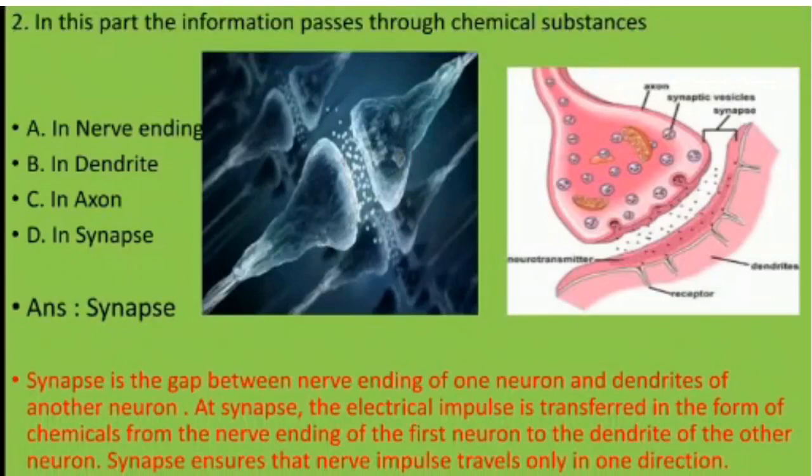So synapse is the gap between nerve ending of one neuron and dendrites of another neuron. So at synapse, the electrical impulse is transferred in the form of chemicals, from the nerve ending of the first neuron to the dendrite of the other neuron. So synapse ensures that nerve impulse travels only in one direction. So these are unidirectional.